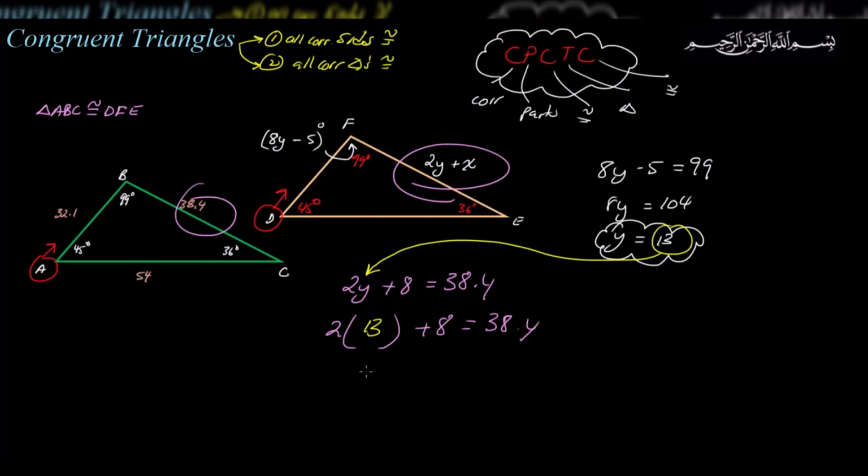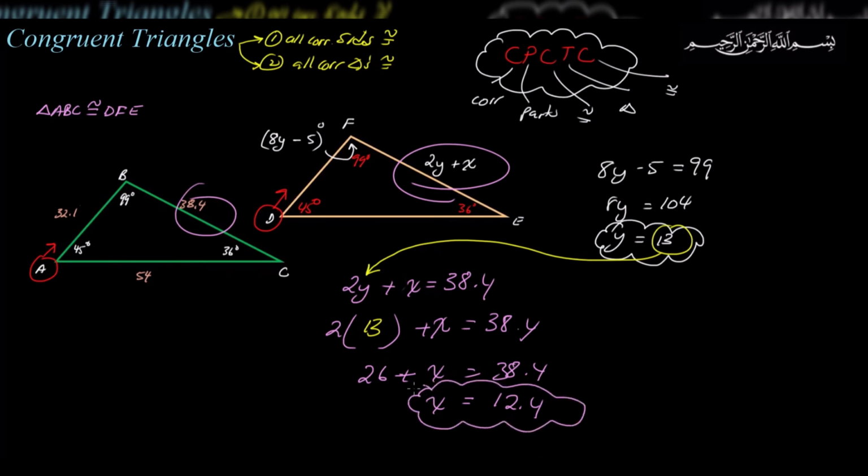So 2 times 13 is 26. Sorry, I made a mistake over here; thank you for correcting me. Here's x, so 26 plus x is equal to 38.4. Subtracting 26 from both sides, I get 12.4. So that's it. We solved for x and we solved for y.